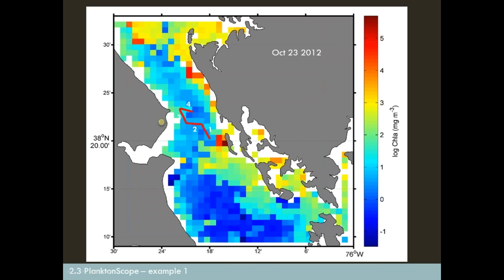Okay. So now I move on to two examples very quickly, just to show you how I'm using the system to study the process in Chesapeake Bay. Here, this is the middle part of the Chesapeake Bay. And here is where our lab is, Chesapeake Biological Laboratory.